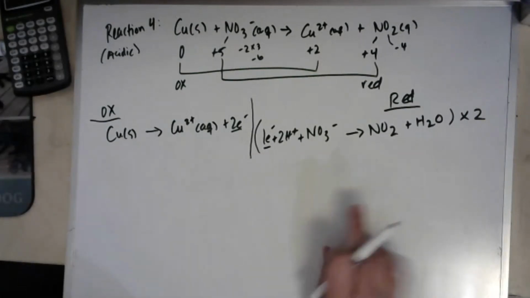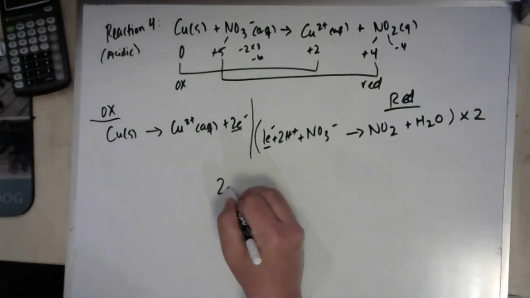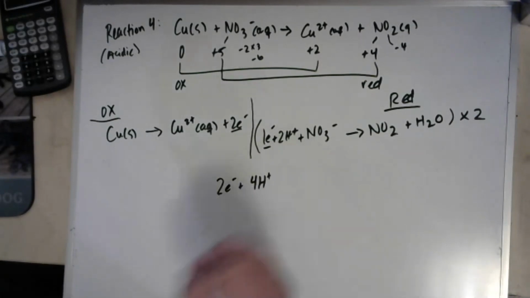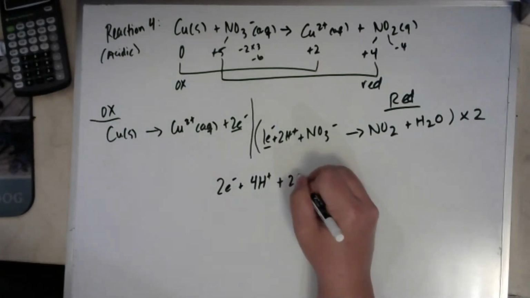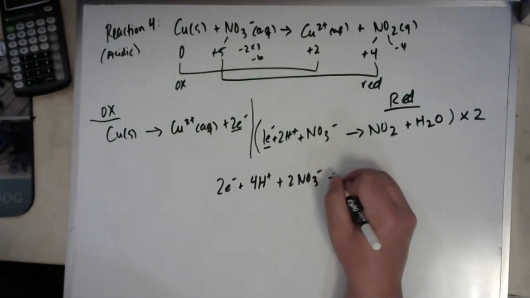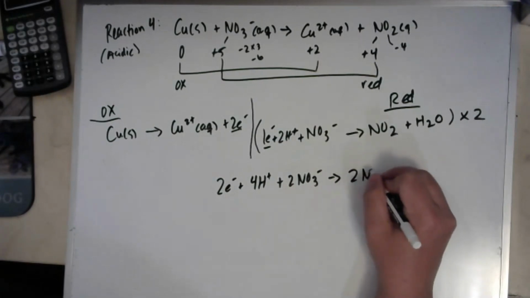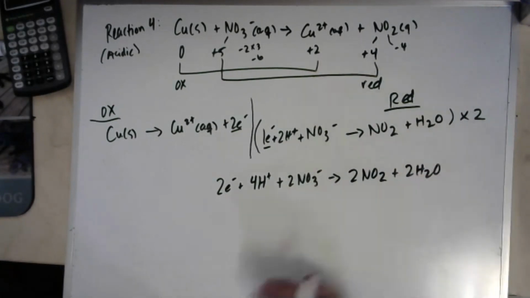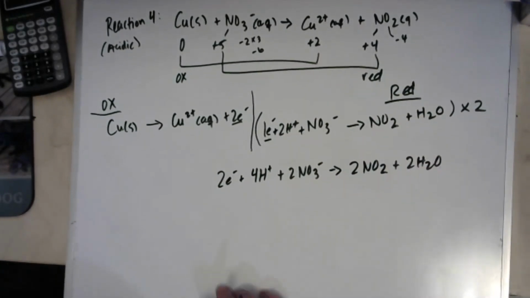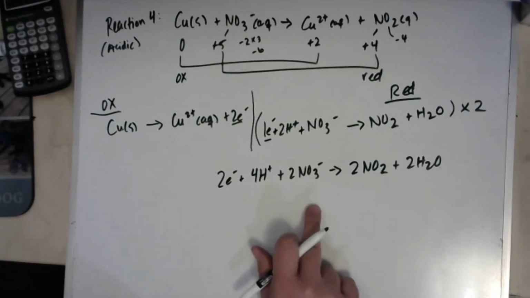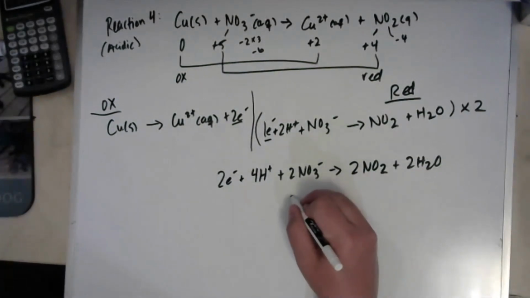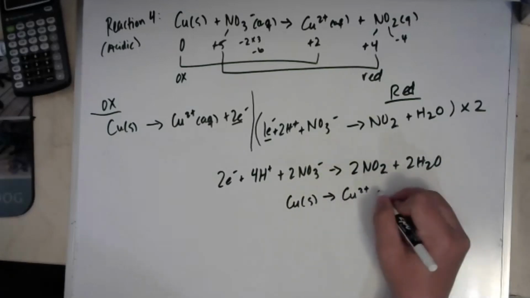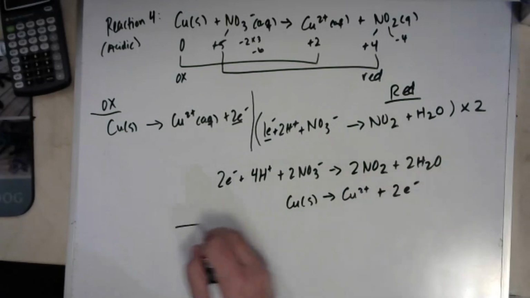To do that, I'm going to take this entire half reaction and multiply it by 2. I'm going to write the product down here. So I'm going to end up with 2 electrons plus 4 hydrogen ions plus 2 nitrate ions gives me 2 NO2 gases and 2 H2Os. Now I'm going to bring my oxidation half reaction underneath it, and I'll add them together.